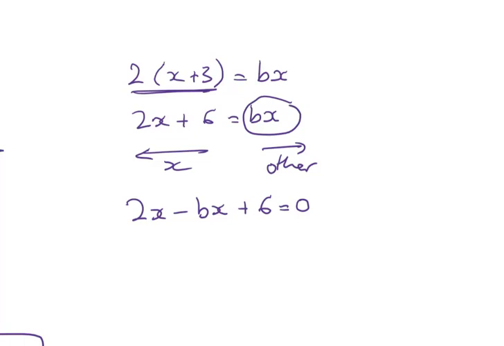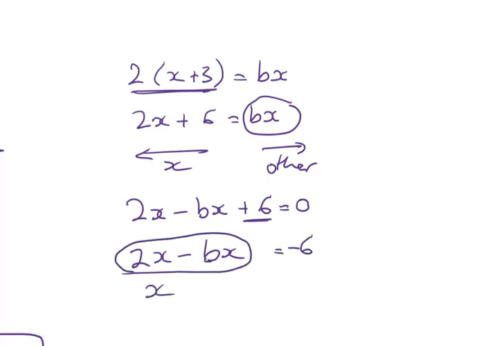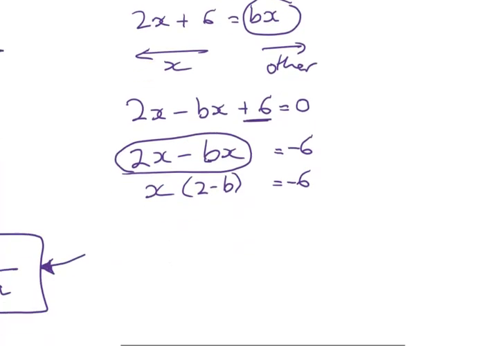Guys, I know there are some slightly faster ways to do this, but I want to show you step by step. Next, I'm going to subtract 6 from both sides. So I have 2x minus bx is equal to negative 6. I'm going to take out my common factor here, so I'm going to factorize, and I get x times 2 minus b is equal to negative 6. Now I'm going to divide both sides by 2 minus b, so I get x equals negative 6 over 2 minus b. And that's fine.